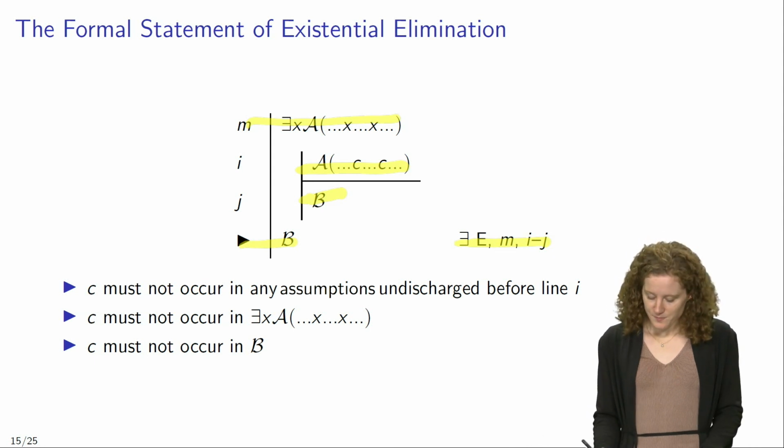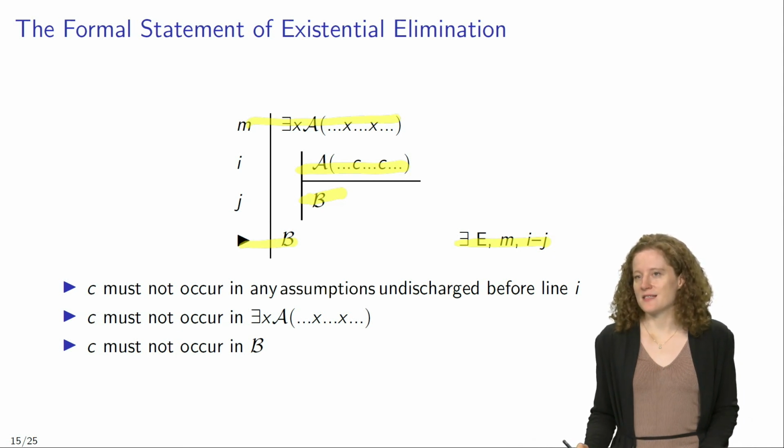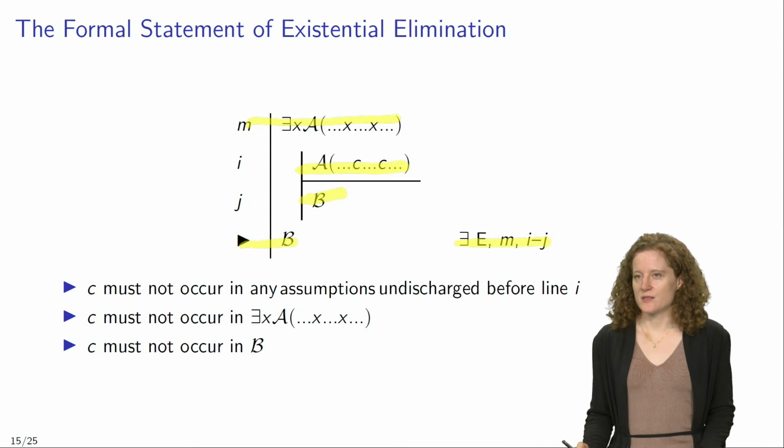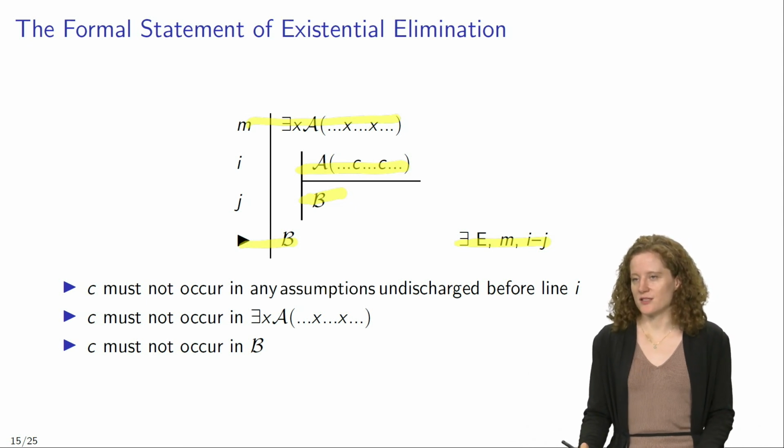So here, one way to think about line I in this proof is that line I effectively says, let C be the object that makes the sentence in line M true. So we are supposing that C is one of the objects that makes the existentially quantified sentence in line M true. And under this supposition, we can then infer the sentence B.